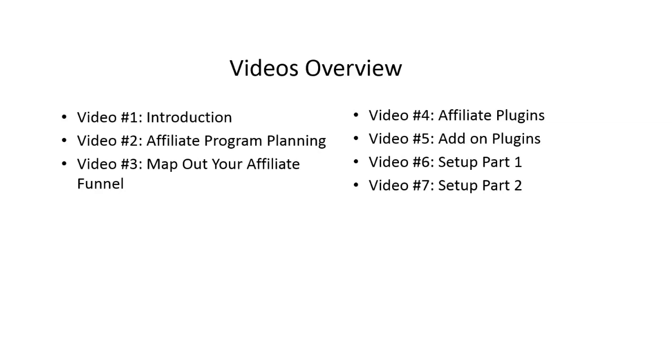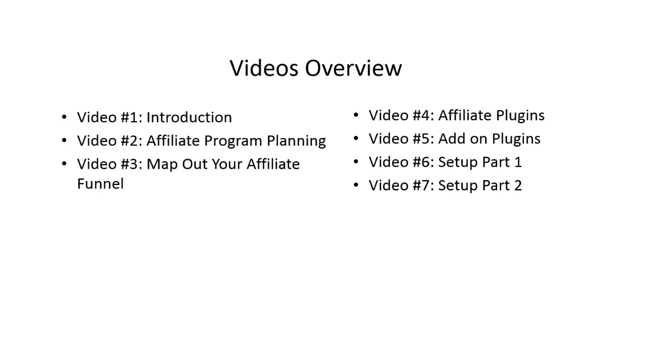Video number 3, we'll talk about how to map out your affiliate funnel. So we're going to take all the information that we planned and brainstormed in video number 2, and we're going to map it out via a flowchart system. You can use mind map software. You can use anything just to allow you to see the structure. Video number 4, we're going to talk about the different affiliate WordPress plugins that are out there and available to you. And of course, video number 5, we'll talk about add-on plugins.